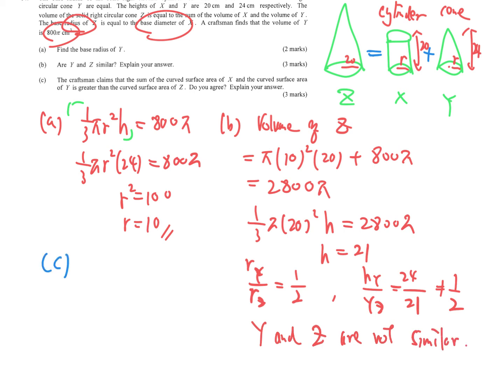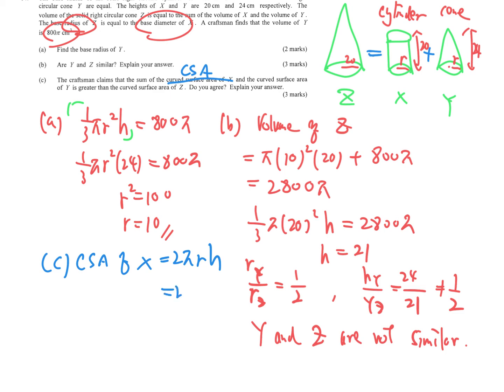Finally, in part C, we are going to judge whether the sum of the curved surface area of X, we just call this CSA, and the curved surface area of Y is greater than that of Z. The simplest way is to calculate the CSA of X, Y, and Z all together. First of all, for the CSA of X, because it's a cylinder, hope you guys can remember that the formula is 2 pi rh. If you forgot, then nothing we can say.